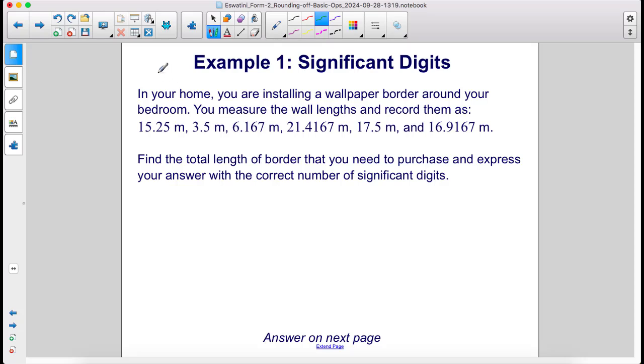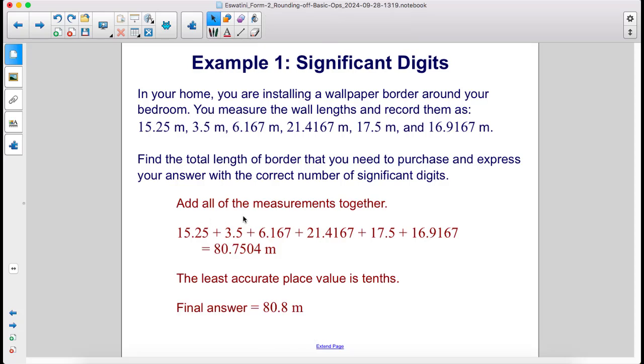In your home, you're installing a wallpaper border around your bedroom. You measure the wall lengths and record them as such. These numbers right here, all in meters. Find the total length of the border that you need to purchase and express your answer with the correct number of significant digits. First, we add all of the measurements together and we get this number here.